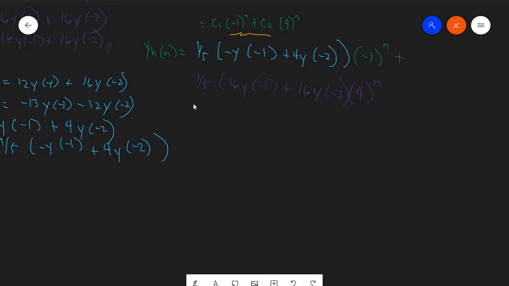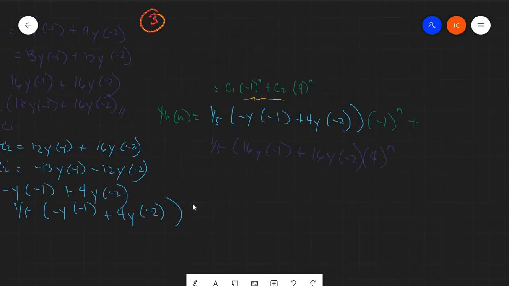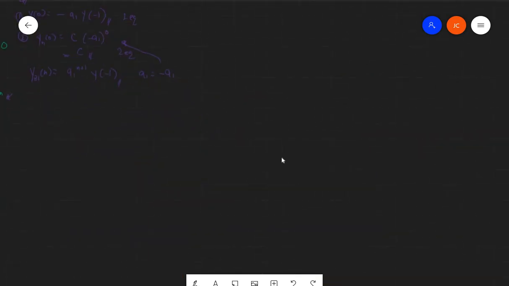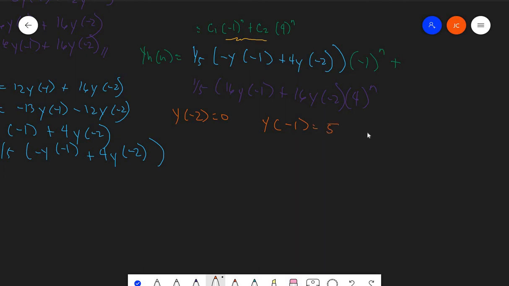Okay, so basically this one right here would be our finished product, but you might be wondering why it's different from the first one, which had this kind of form. So assuming we give a value here, let's try to make a value. Say y[-2] is equal to 0, y[-1] is equal to 5, and then c1 is equal to negative 1, c2 is equal to 16.